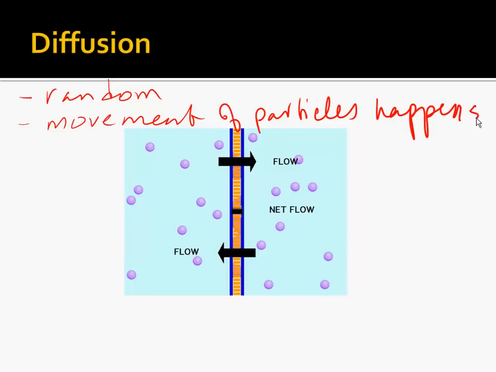So movement of particles happens in both directions. However, diffusion is the net movement of particles down the concentration gradient. So in this unit, we're talking about a cell membrane. We're not talking about diffusion in a classroom, diffusion in a swimming pool, or in your cup of tea. We're always talking about it across the cell membrane.